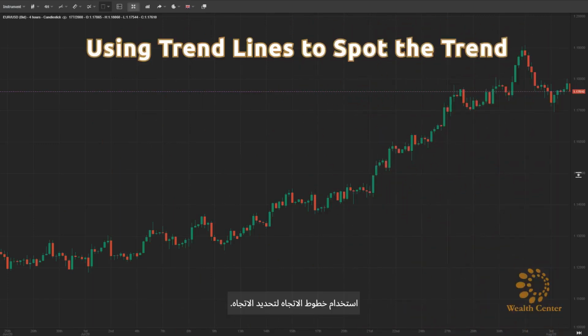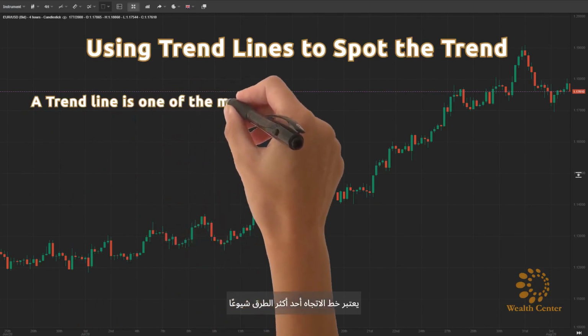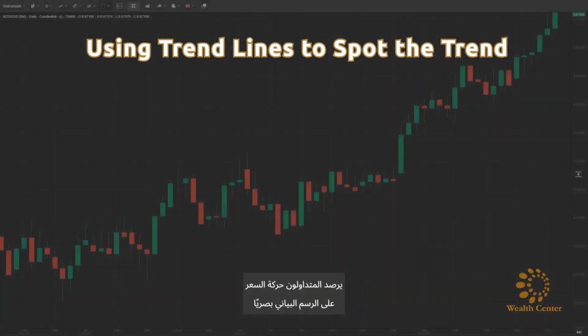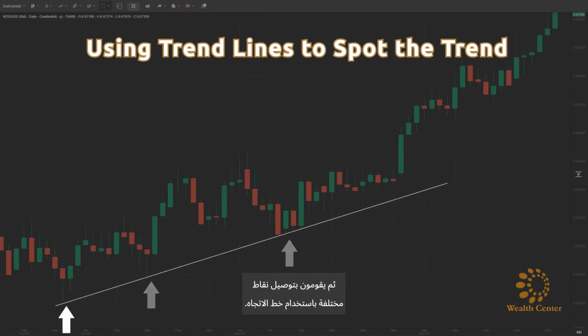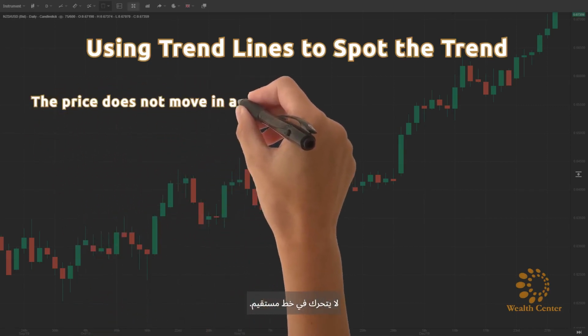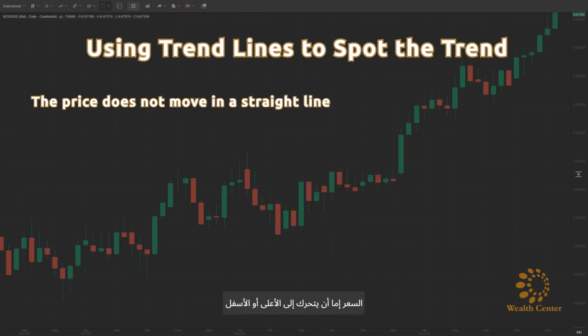Using trend lines to spot the trend. A trend line is one of the most common ways of spotting a trend. Traders visually spot the price movement on a chart and then connect various points using a trend line. The price of a financial instrument does not move in a straight line. The price will either move higher, lower, or simply in the sideways direction.